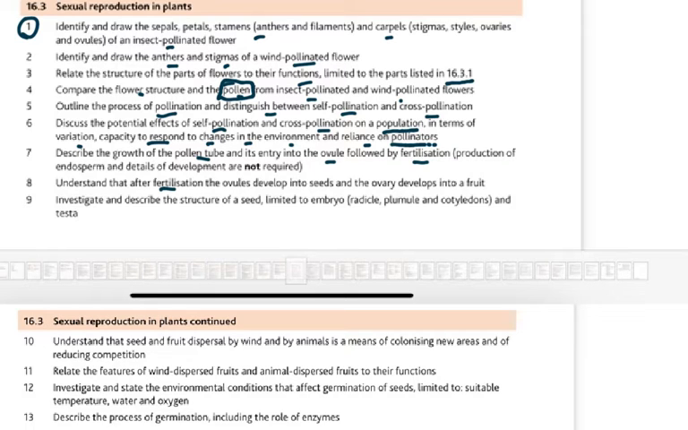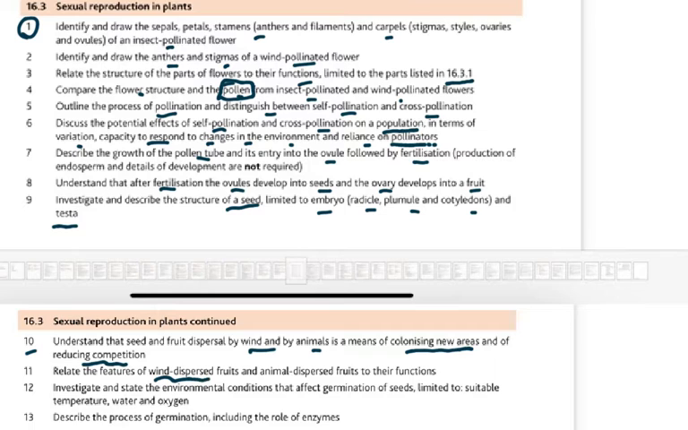Understand that after fertilization, the ovules develop into seeds and the ovary becomes the fruit. So when you're eating an apple, you're actually eating an ovary. So it's the fruit. Investigate and describe the structure of a seed limited to embryo, radicle, plumule, cotyledons, and testa. Then understand that seed and fruit dispersal by wind and by animals is a means of colonizing new areas and of reducing competition.